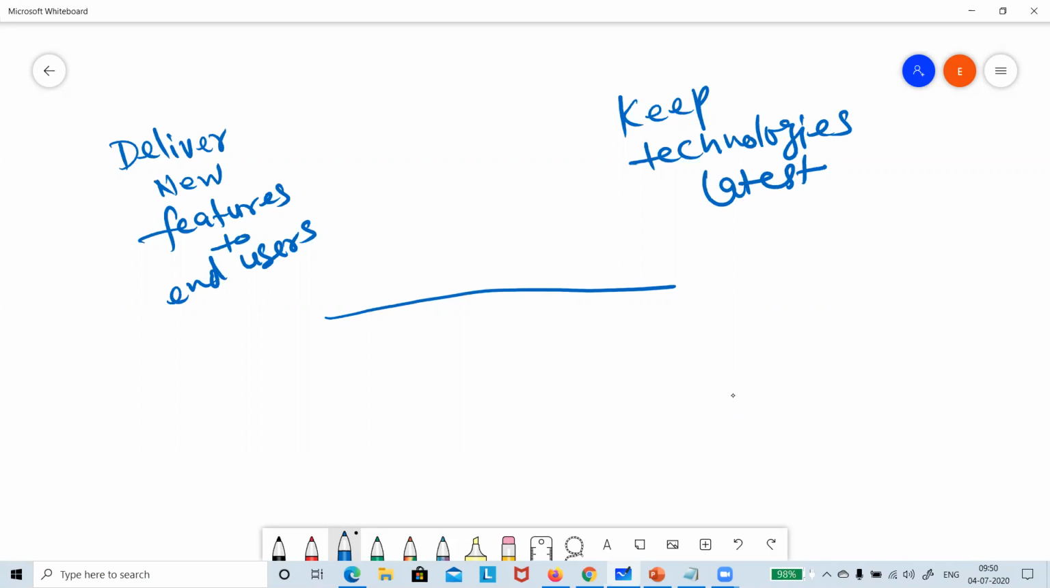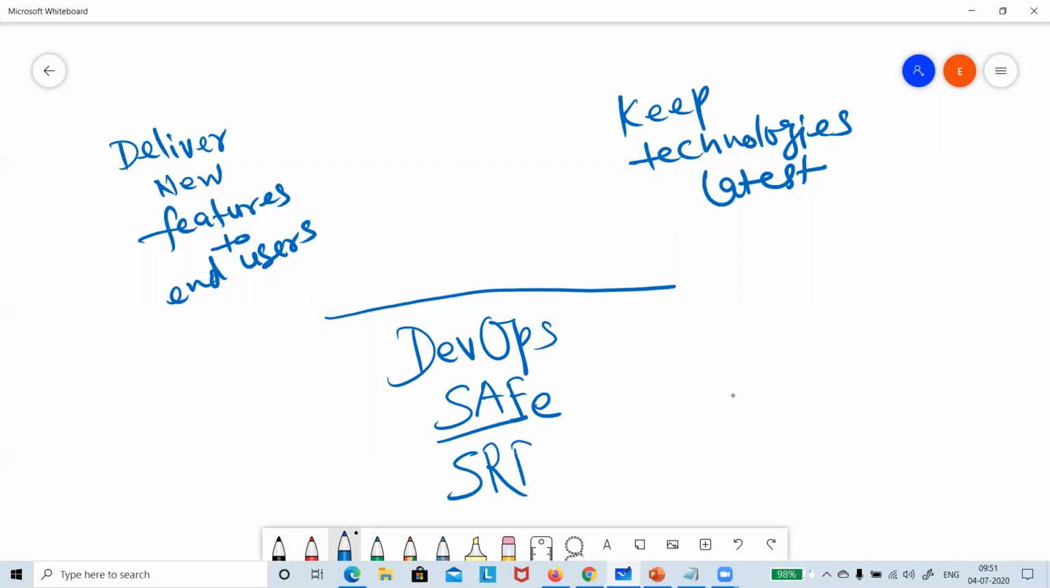So simultaneously, companies are trying to adopt new ways to achieve and improve the quality and the agility, right? You must have heard about DevOps, right? You might have heard about SAFe. Anyone? Scaled Agile Framework. SRE, site reliability engineering. So these are the IT jargons, right? Each of these frameworks is designed to overcome a specific set of problems, right?